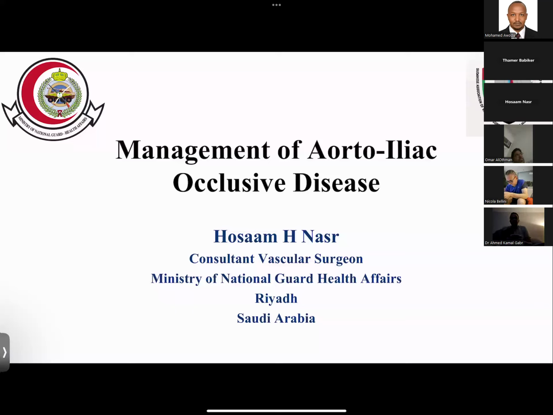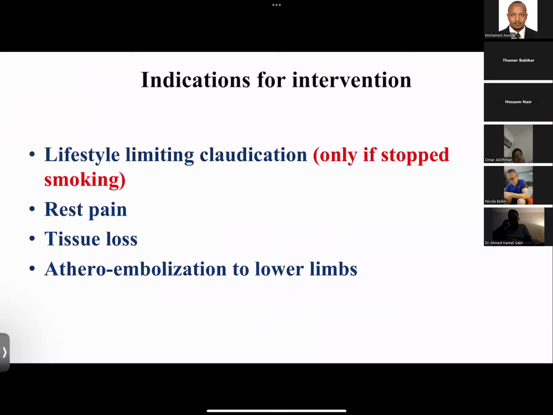Before you start talking about the management, you have to talk about the indications for intervention. And for me, those are the main indications: lifestyle limiting claudication, and I only offer that if the patient has stopped smoking. Obviously, CLTI is an indication whether it's rest pain or tissue loss, and sometimes we do offer it for patients with active atheroembolization of an aorto-occlusive lesion.